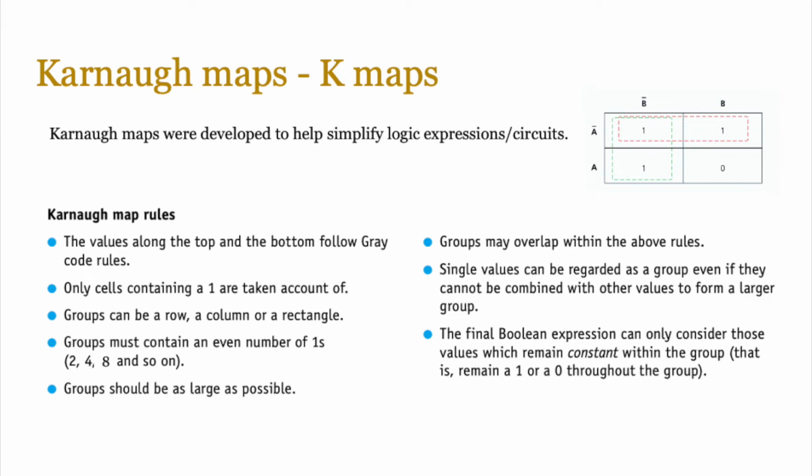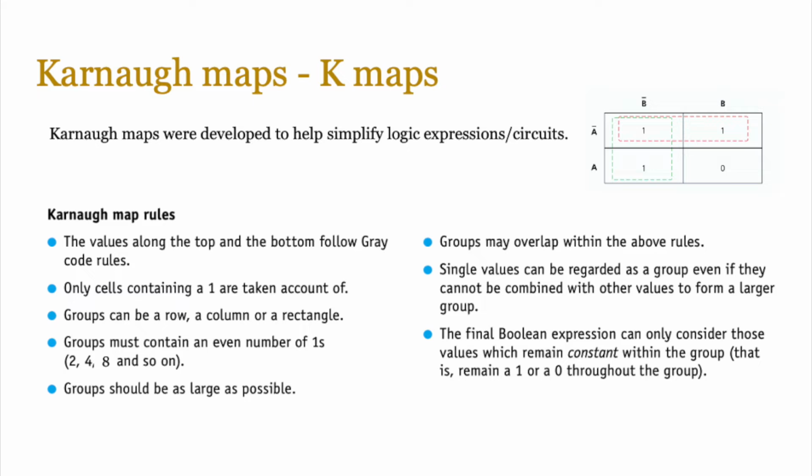Now let's delve a bit deeper into KMaps. KMaps were developed to help simplify logic expressions and circuits, which can often become very complex. And they have their own set of rules. For example, the values along the top and bottom, so that basically means the column headings and the row headings, they follow gray code rules. So you start with 0, which in this case will be not A and not B, that's 0, and A is 1 and B is 1. So the difference between not B and B is 1 bit, and the difference between not A and A is 1 bit as well. So they follow gray code rules.